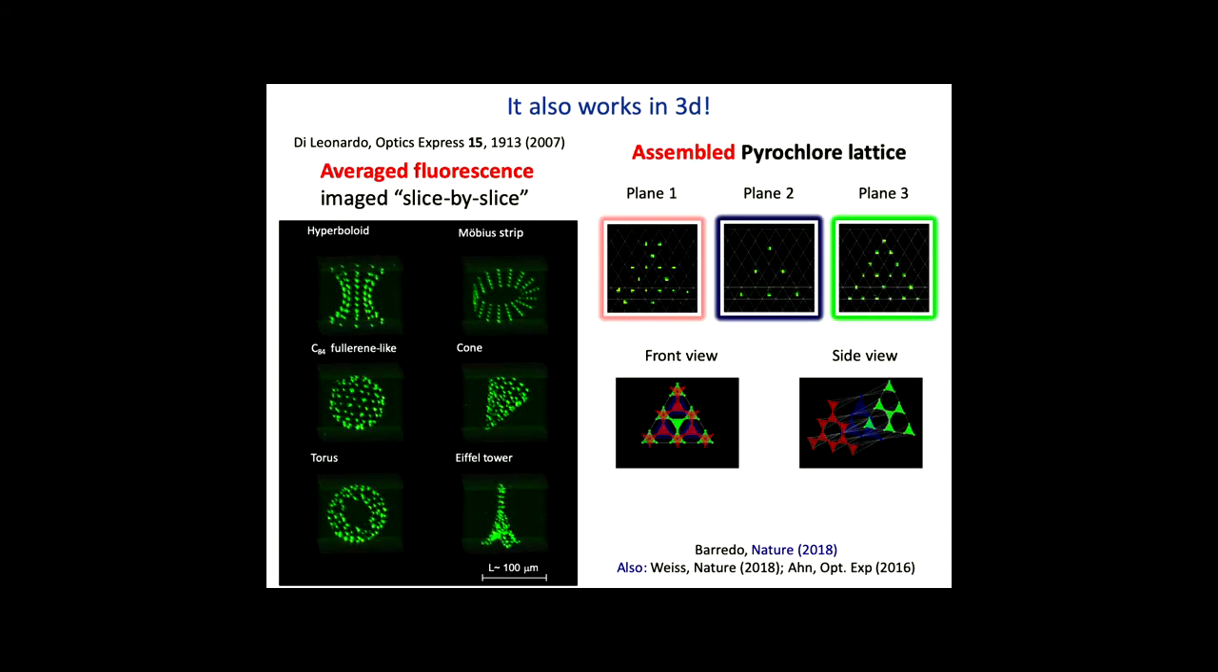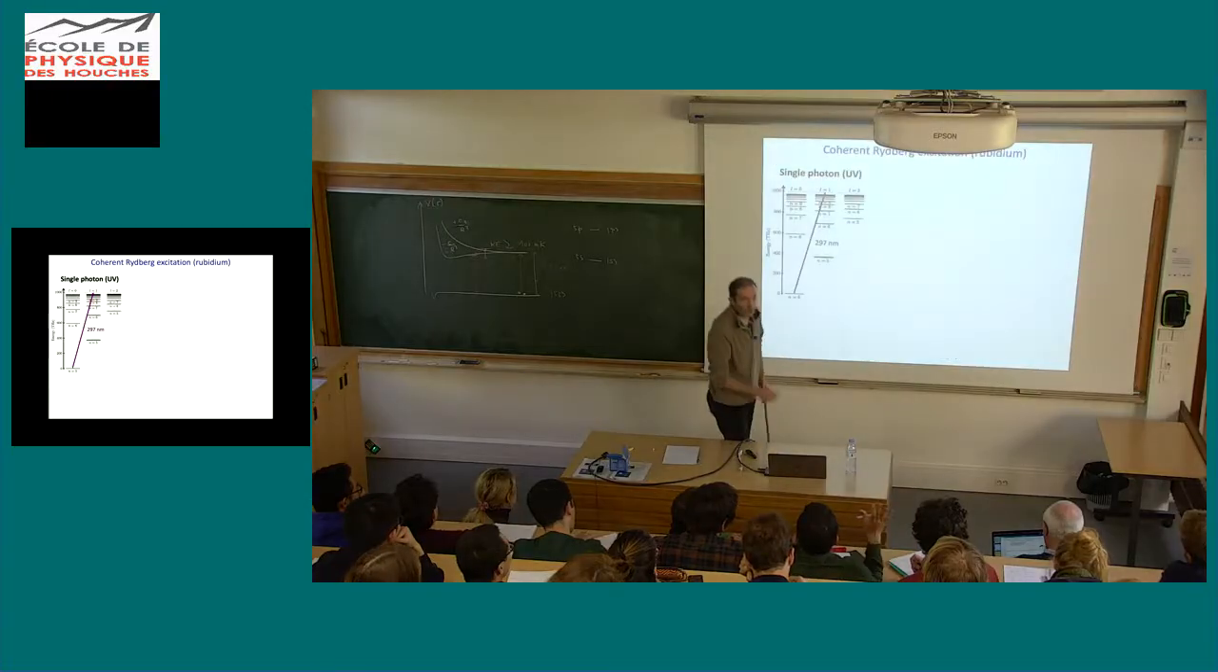And you can also do the sorting in three dimensions, plane by plane, so it's a bit involved, but it can be done. And this is the example of the elementary cell of what is called a pyrochlore lattice, which people look very much at in spin models. So this is a pattern which has many open questions.